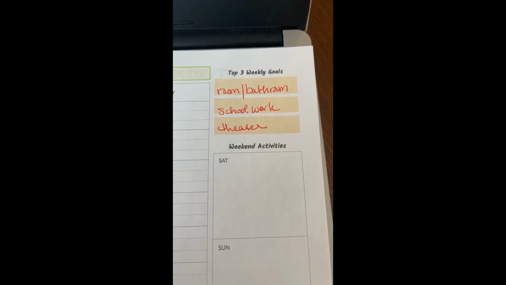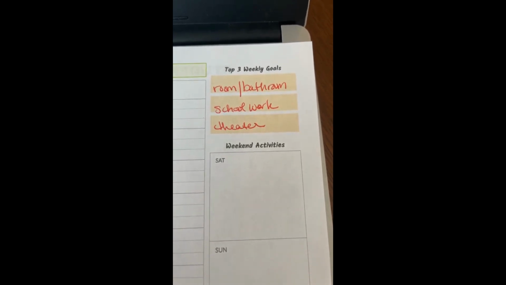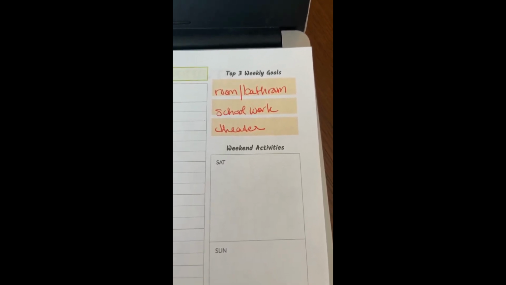And so here's what I've been doing. My top 3 weekly goals for this kid, who is just 14, are taking responsibility for his spaces, his room and his bathroom, making sure his schoolwork is done. And by making sure, I mean him making sure, not so much me. And then he's involved in theater, so all of his theater responsibilities also have to be done. And obviously, he's in 8th grade. A lot of you have been there or are there now with me.